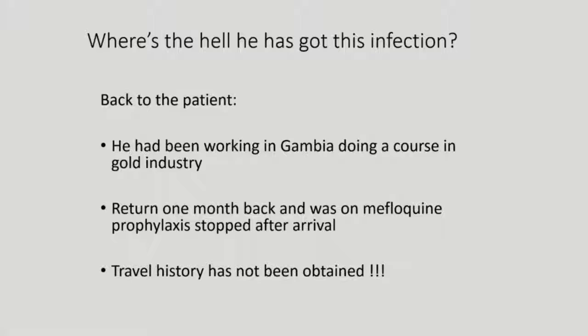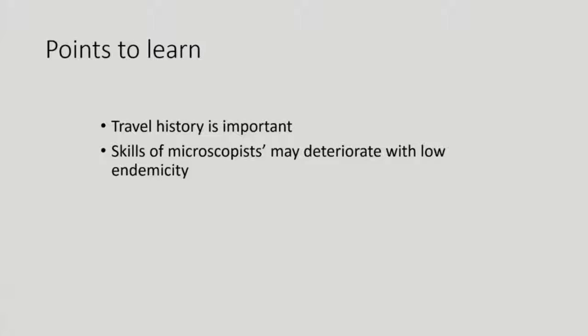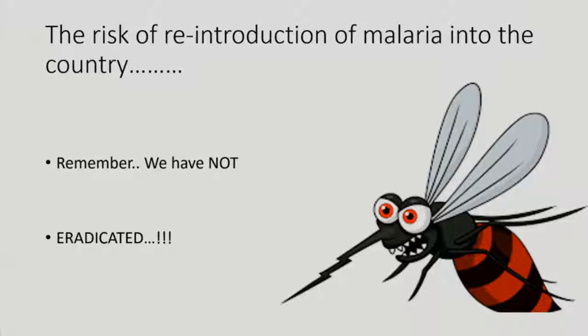So go back to the patient. He had been working in Gambia doing a course in the gold industry, returned 1 month back and was on mefloquine prophylaxis, stopped after arrival, and this travel history had not been obtained. The points to learn: travel history is important. Skills of microscopists may deteriorate with low endemicity, and this is important if you are dealing with re-emerging infections. Because malaria, remember, we have not eradicated, this monster is still there, so at any point this can resurge again. So we reported this as our experience.